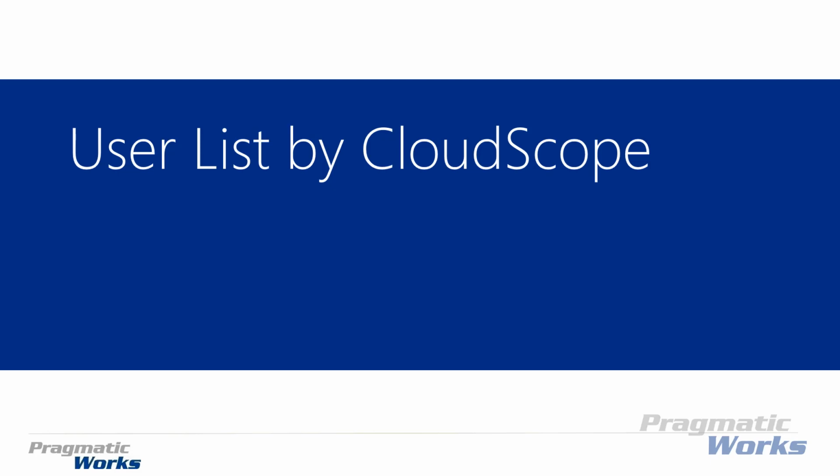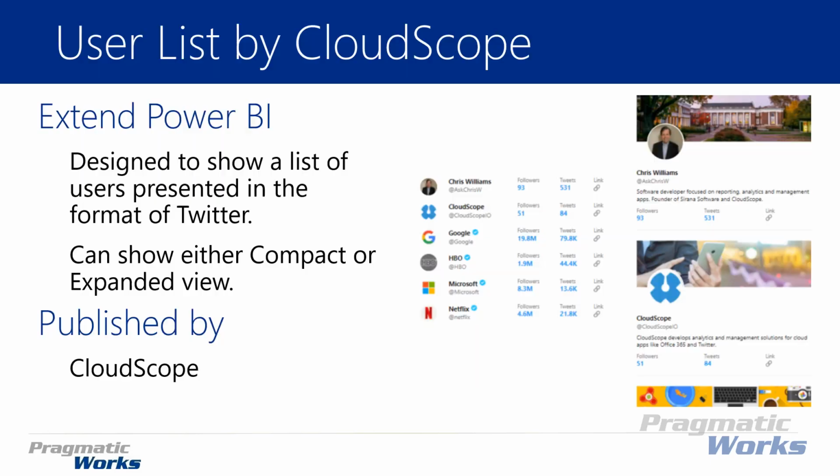Hi, welcome back to the Power BI Custom Visuals course, and in this module we're going to be looking at the user list by CloudScope. Now this visual is really designed to show a list of users presented in the format of Twitter. You can actually see on the right hand side there's two different ways you can show it. You can either show it in the compact view or the expanded view to be able to see more or less information about the data that you're storing.